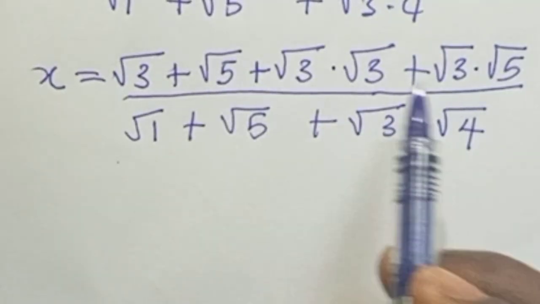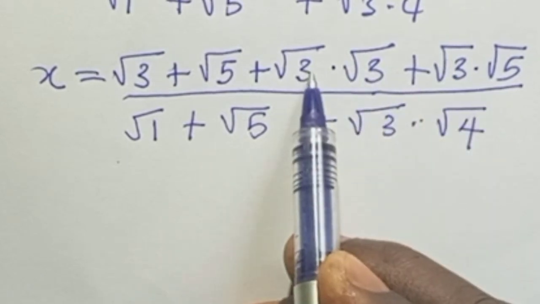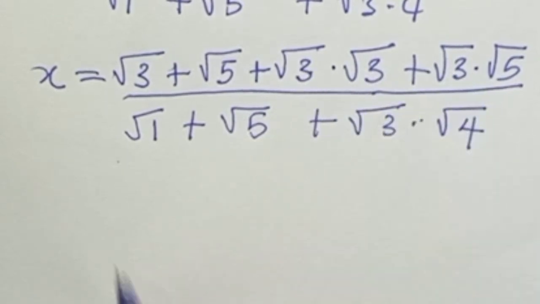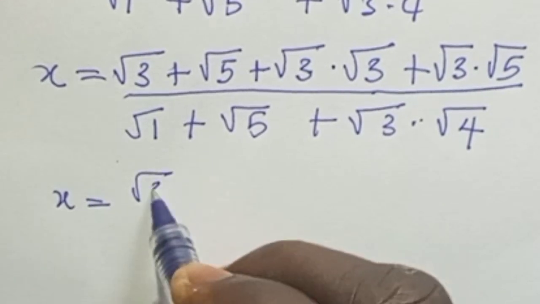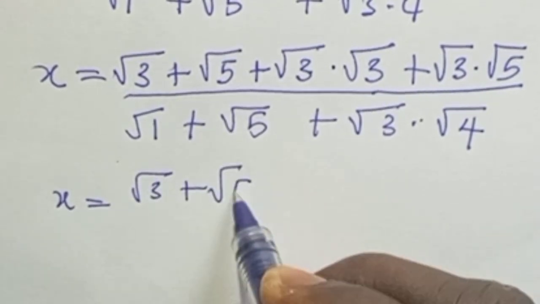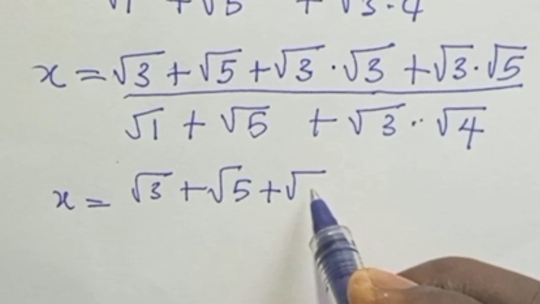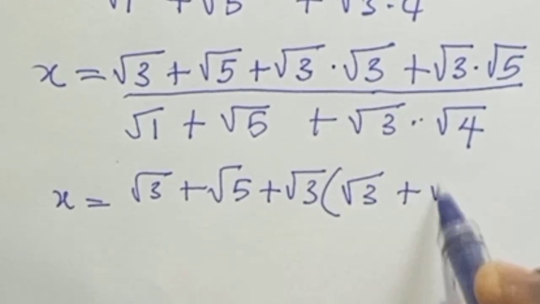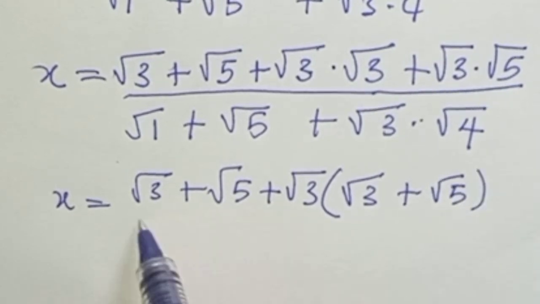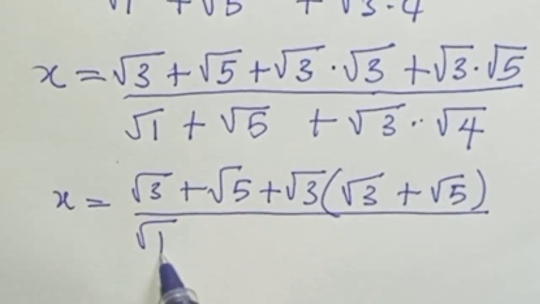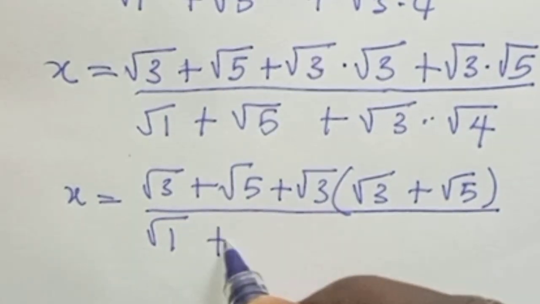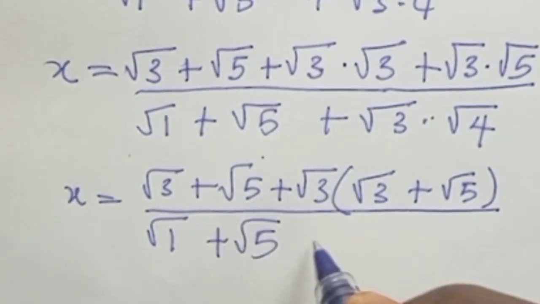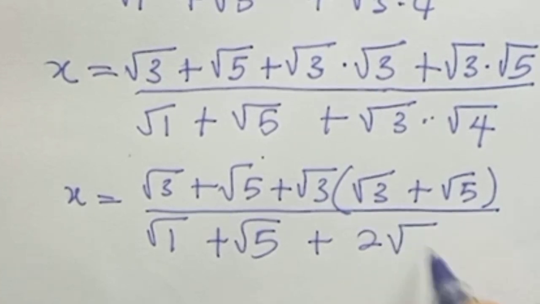So if you see, on this part we have square root of 3, square root of 3, we can factor it out. So s will become square root of 3 plus square root of 5 plus square root of 3 into bracket square root of 3 plus square root of 5, bracket close, all over square root of 1 plus square root of 5 plus 2 times the square root of 3, because the square root of 4 is 2.